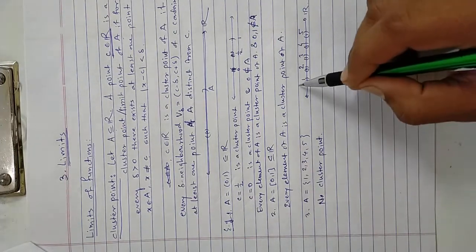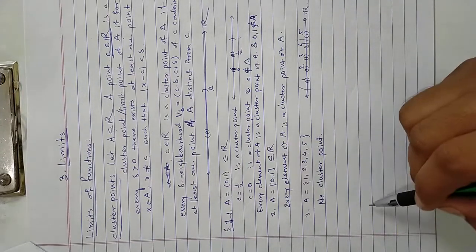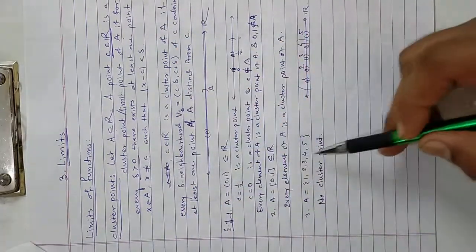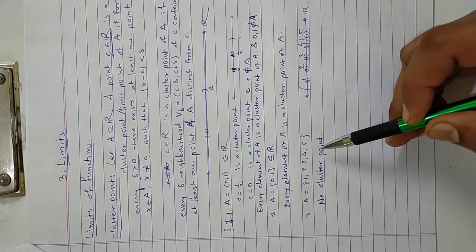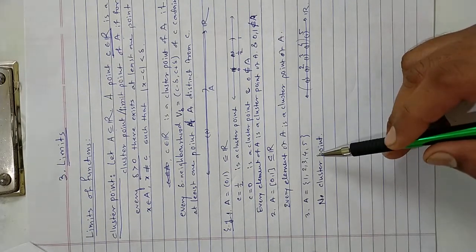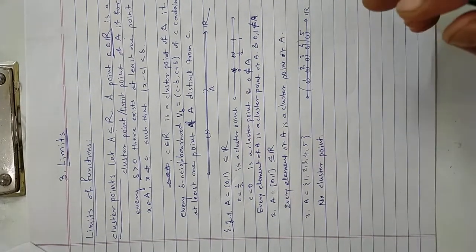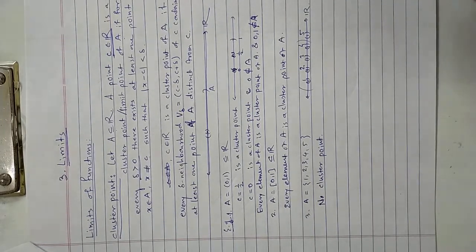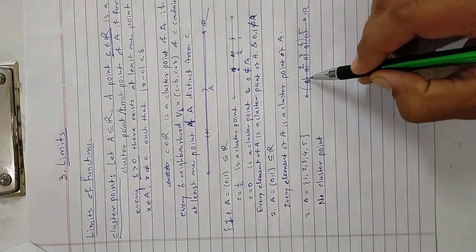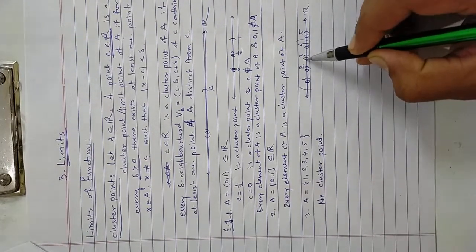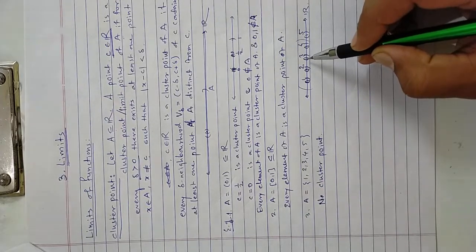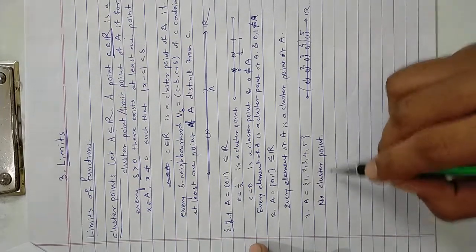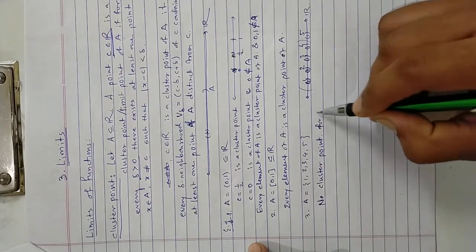So to include some other elements, I have to take a very large neighborhood. It is not necessary. What does the definition say? For every delta greater than 0, every small delta neighborhood should contain some other points of set A, distinct from point C. So if I draw intervals or neighborhoods like this, they do not include any other point of A. So no element is a cluster point. So there is no cluster point for set A.